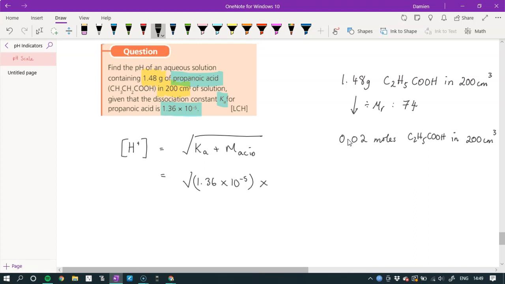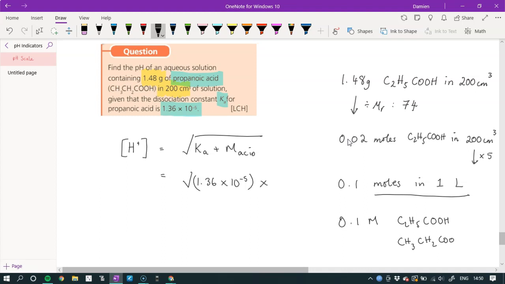So we have moles, but we need litres. So obviously, if we want to turn that into litres, we've got to multiply it by 5. So we end up with 0.1 moles in 1 litre. And once we have moles in 1 litre, or moles per 1000 cm cubed, then that's a 0.1 molar solution of C2H5COOH. Now, in the question, this is actually written as CH3, CH2, COOH, but it's the same thing.